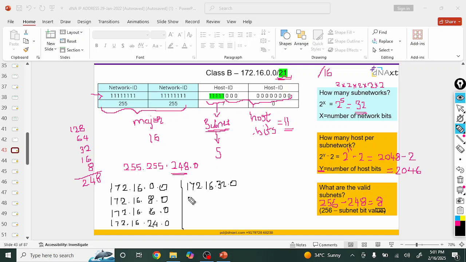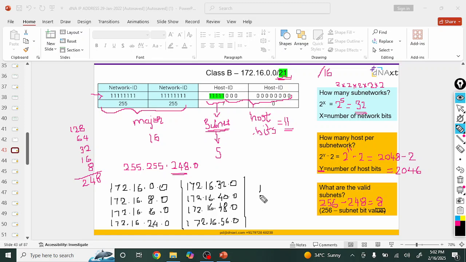172.16.32.0, 172.16.40.0, then 172.16.48.0, 172.16.56.0. 8 हो गए ऐसे, और 4 टाइम्स, ये 1/4 सबनेट लिख लिया हम लोगों ने. ओके, देन 172.16.64.0, 172.16.72.0, ऐसे आप 8 का इंक्रीमेंट करते जाओगे.